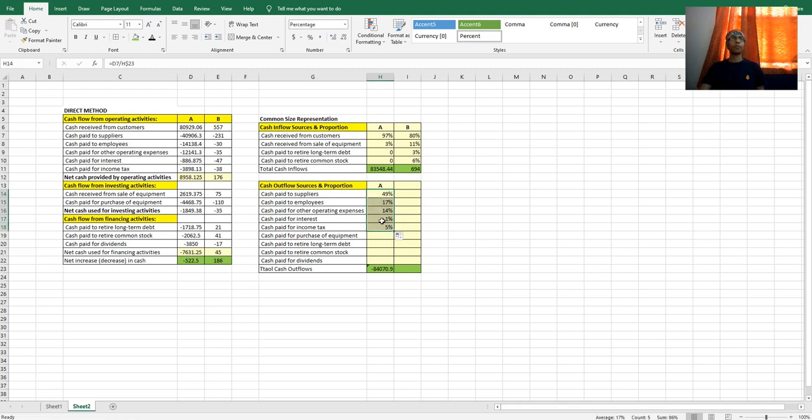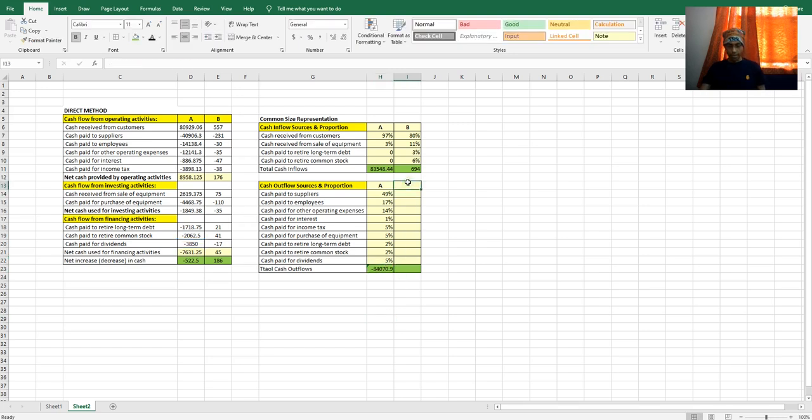17%, 14%, 1%, 5%. Purchase of equipment, this is this by this. 5%, 2%. We lock the total value here, then because there are consecutive negative values, we take advantage of it. So 2%, 2%, 5%. Common stock, dividends paid.